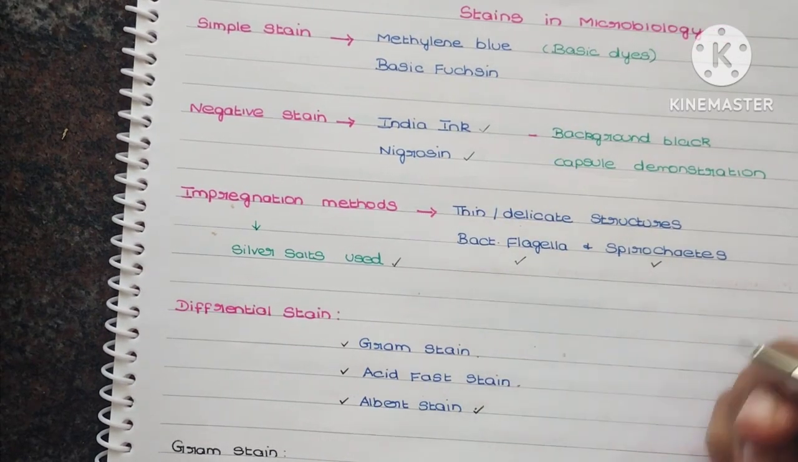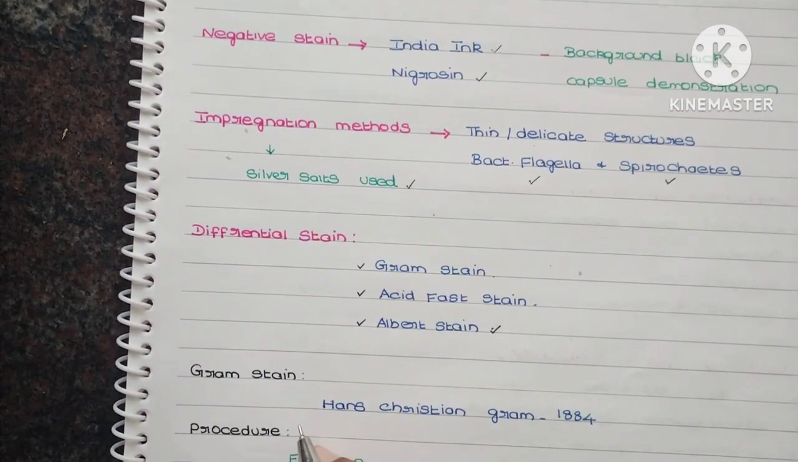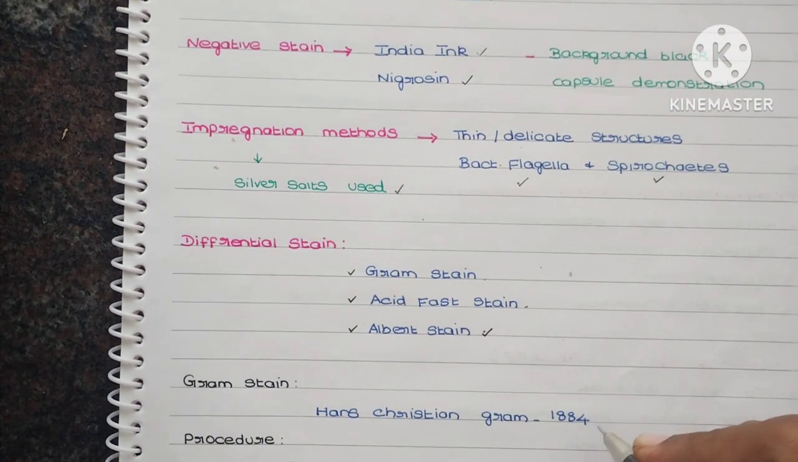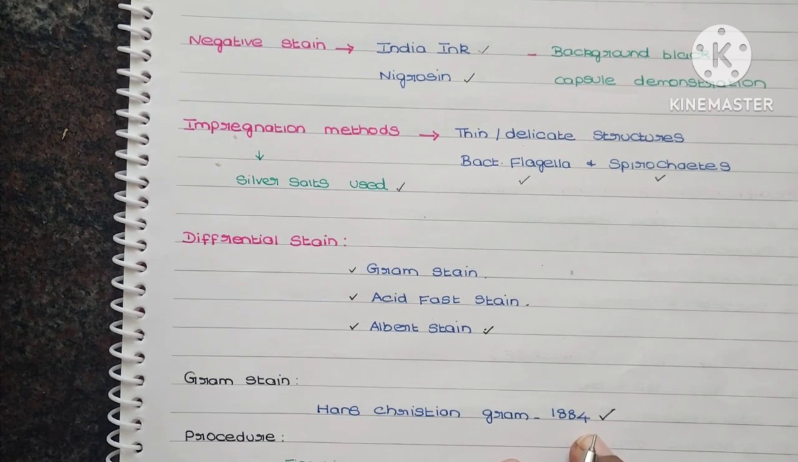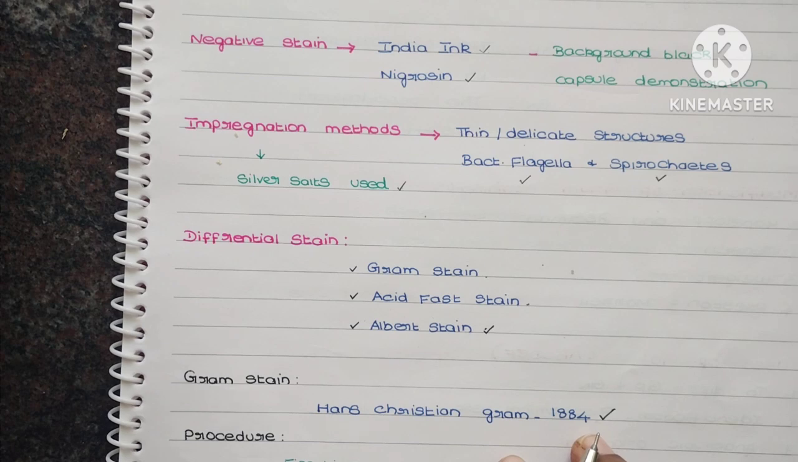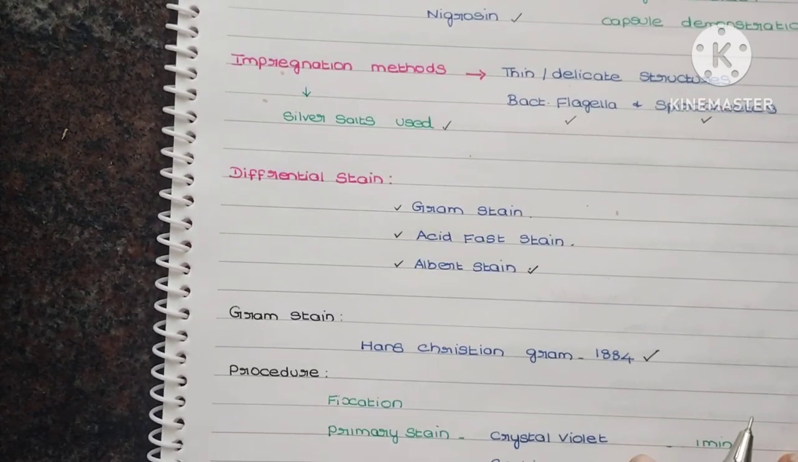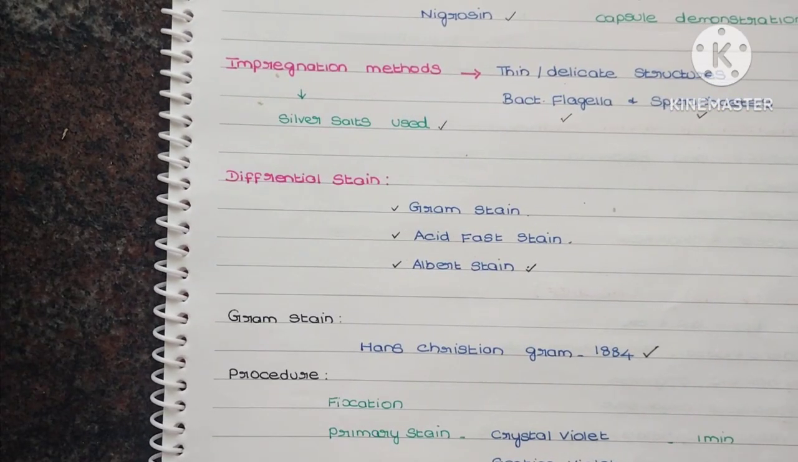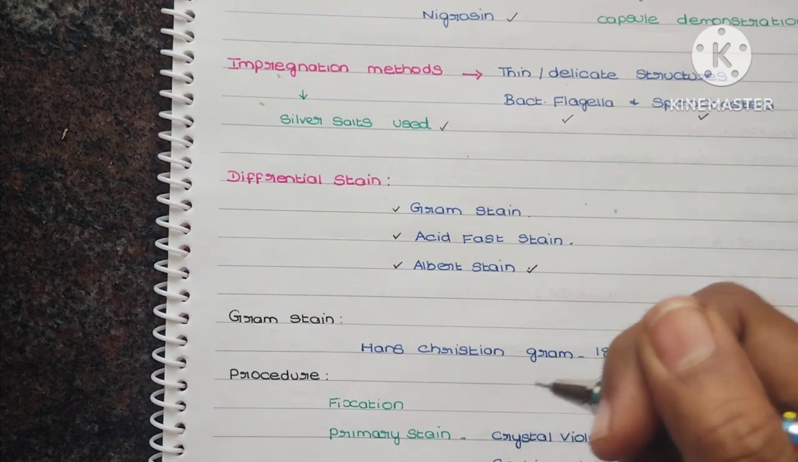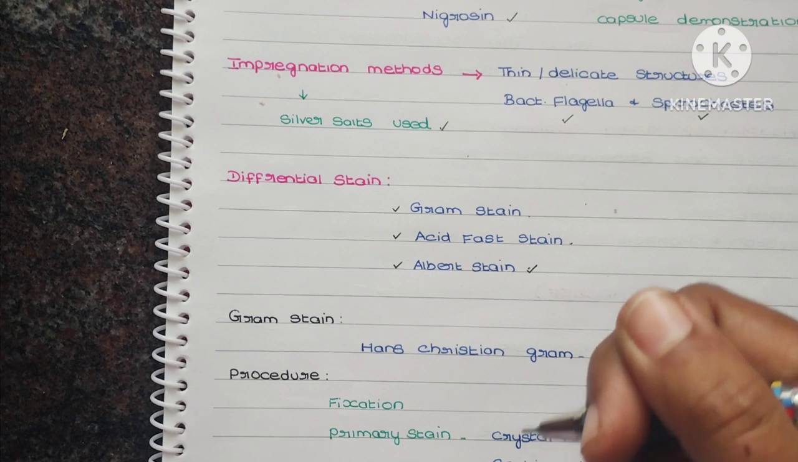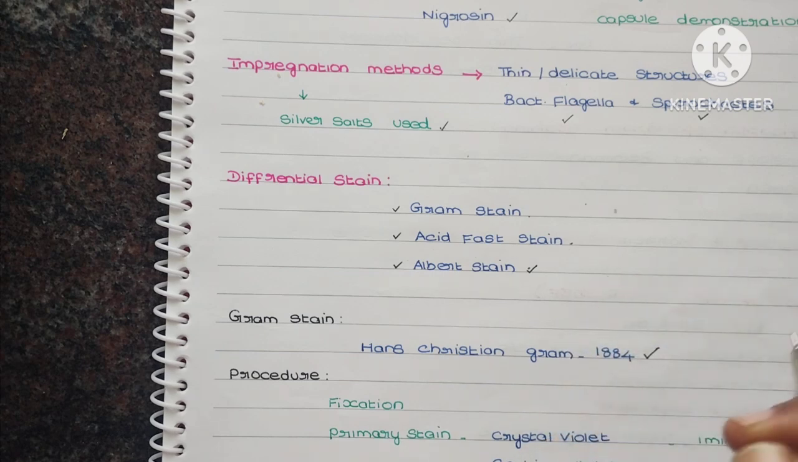First, gram stain. You want to name the discoverer, whose name is Hans Christian Gram. He discovered it in 1884. The year is not important, but just remember the name of the scientist who discovered the gram stain. We can get this type of question too. Coming to the procedure, first is fixation. How will you fix a smear? You take a slide and pass it over the Bunsen burner, that is the flame. So just fix the smear.